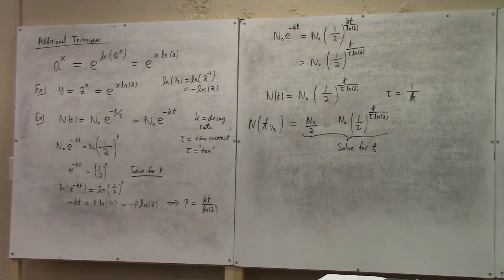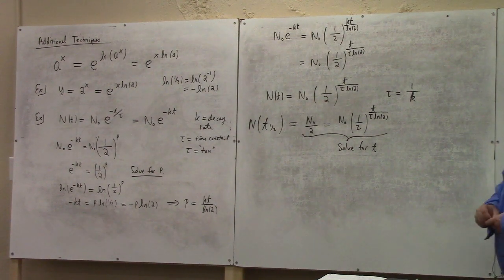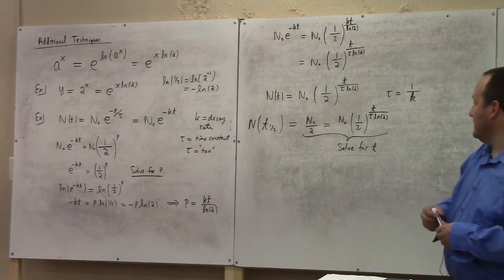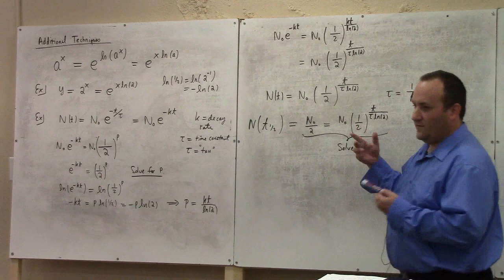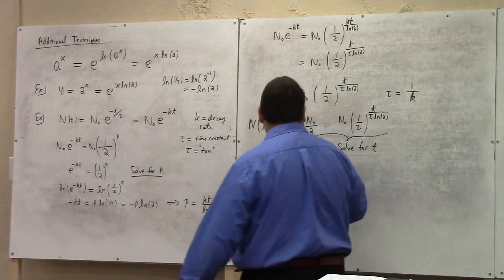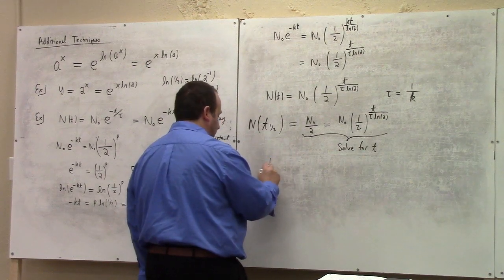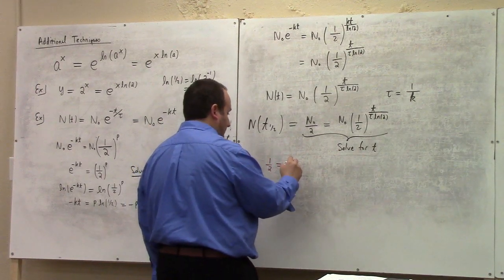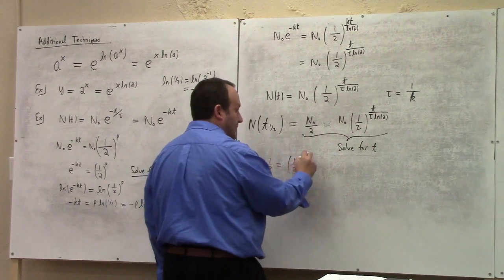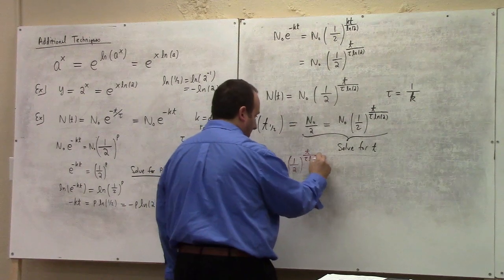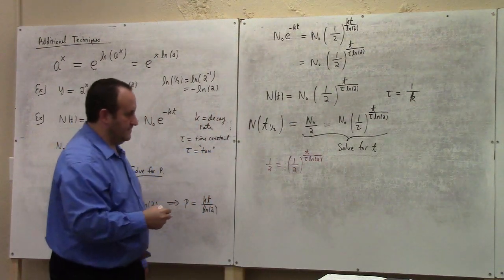So could you take the log? So you're thinking take the log of both sides? Oh, I think we should cancel the n sub zeros, right? Because that's kind of beside the point. So then we got 1/2 equals 1/2 to the t over tau log 2. So you take the log of that?